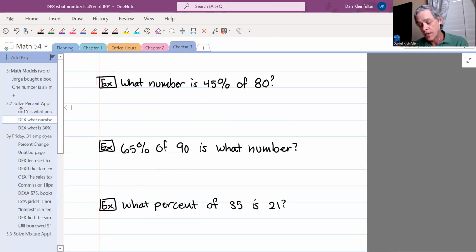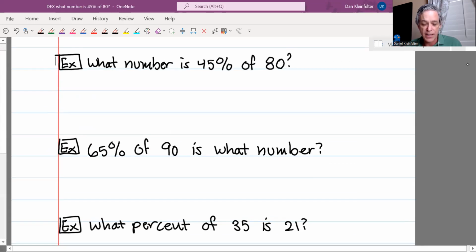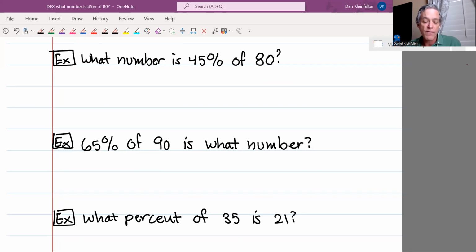Okay, a couple more. You may want to pause the video, try this yourself, and then restart the video and see how you did. Okay, for the first one, we have what number is 45% of 80? So we have 45% times 80, 0.45 times 80.